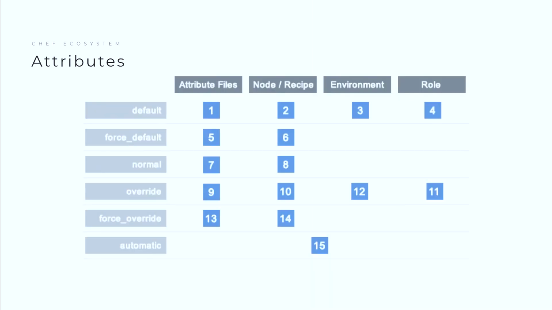When we talk about attributes, we have a whole series of nice things. Everyone should memorize this chart. We'll be asking questions about it later. But it's the levels by which you can think of your precedence order. So if you try and say something's at a default, you can override it at different levels, and it's which is the override that matters the most. Automatic, number 15, which is the topmost precedence, that's Ohai. So if you try and overwrite an Ohai attribute in your cookbook, you're going to have a bad time. So probably don't do that.